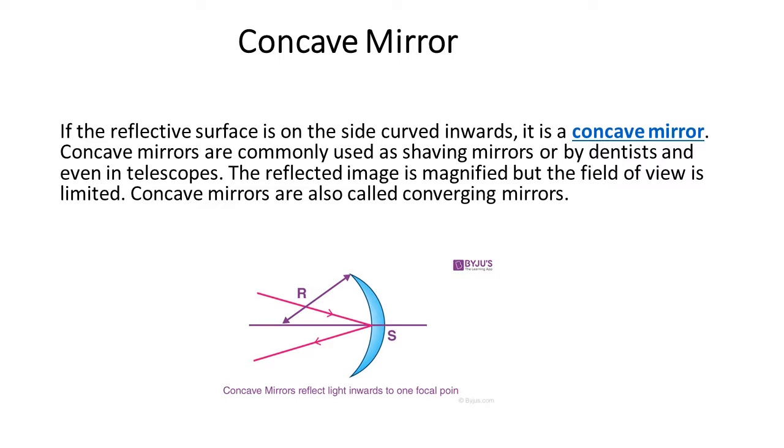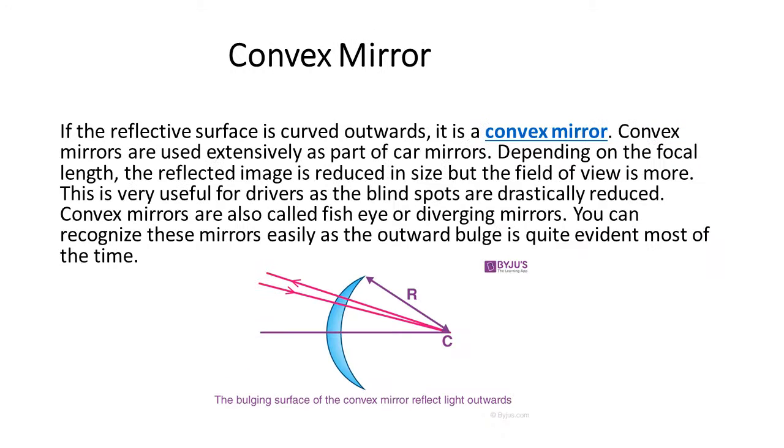Now, a concave mirror is also called a converging mirror, and we will be discussing its uses in the later part. But just for your knowledge, you should know that the concave mirror is used in shaving mirrors, by dentists, and even in telescopes. So basically, concave mirror is a converging mirror, and convex mirror is called a diverging mirror.